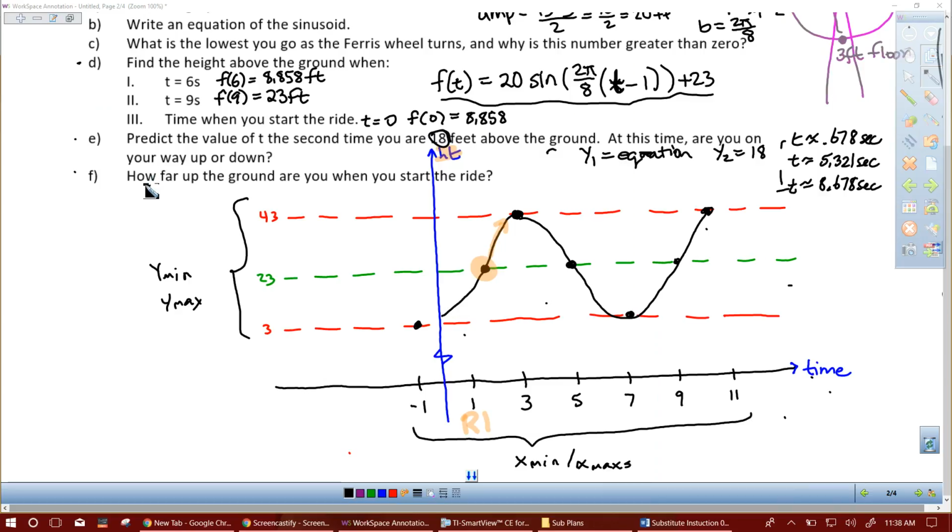All right. Now, our last question is F, and we actually did F when it said, how far from the ground were you when you started the ride? That was this intersection that we really just did right there. So that's the first example in how to use the calculator to solve for time.